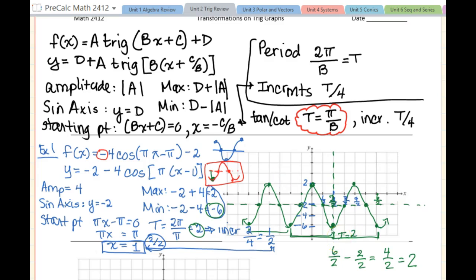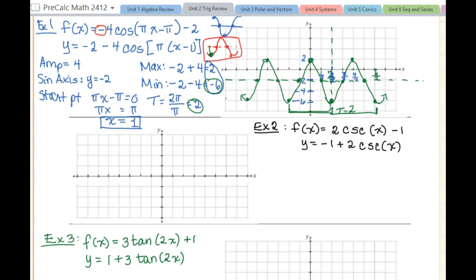And that is how we graph this particular function. Moving on to example number 2. Let's say we want to graph something that has cosecant. One of the things to remember is that this just means sine.